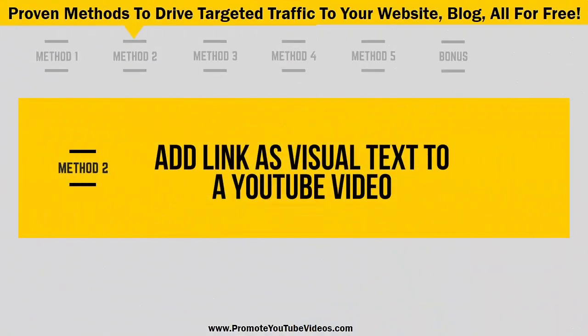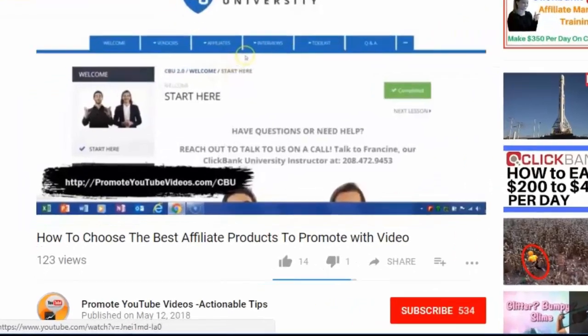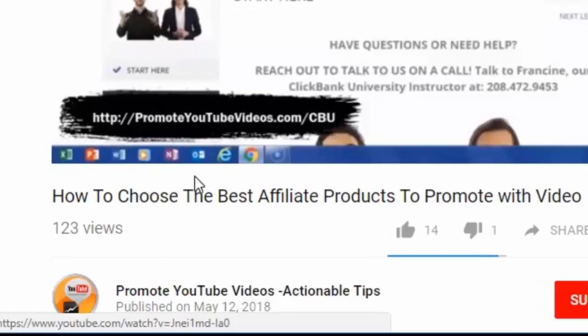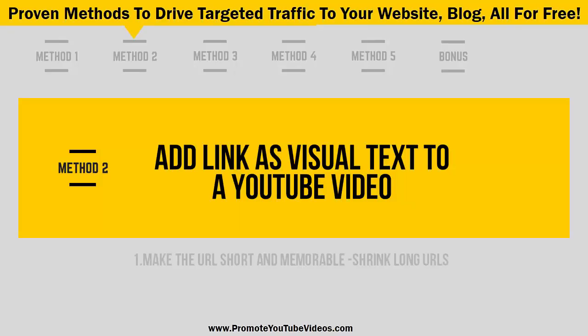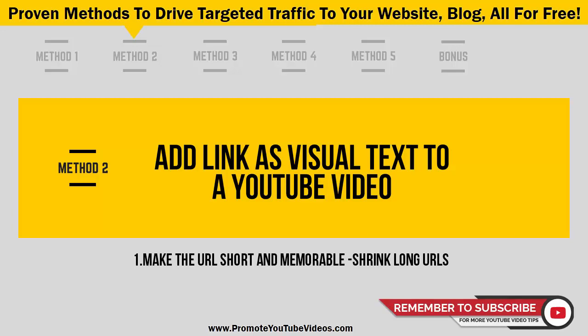This is something you need to do as part of editing the video. There are a few things you need to keep in mind when you are doing this. First thing is to make sure that the URL is short and memorable. For example, in my previous video, I added the text promote YouTube videos /CBU. Use a URL shortening service to shrink those long URLs. I use Pretty Links, which is a plugin for my WordPress blog.